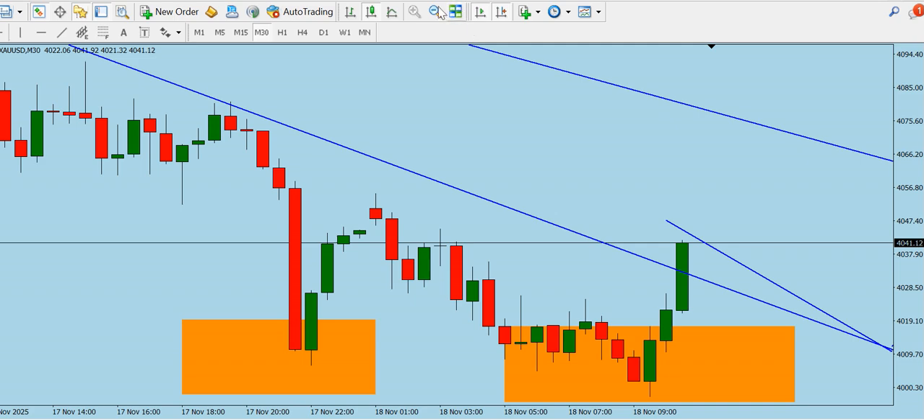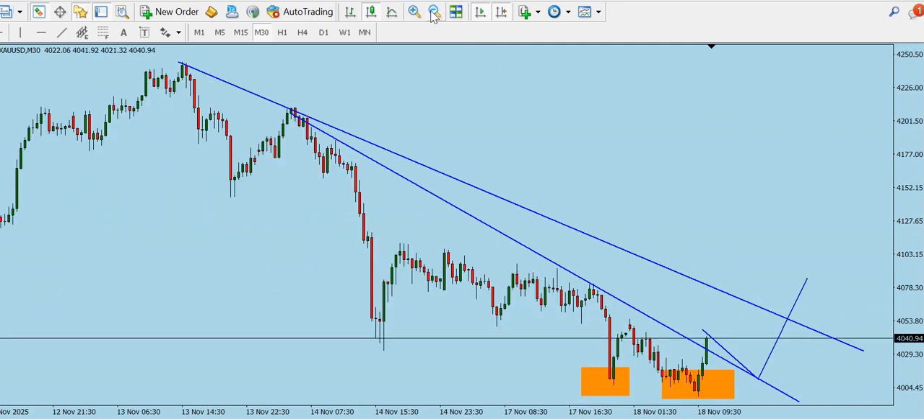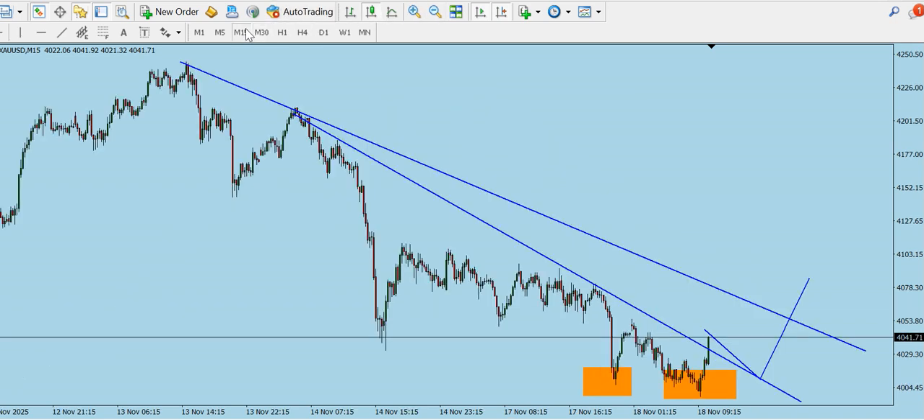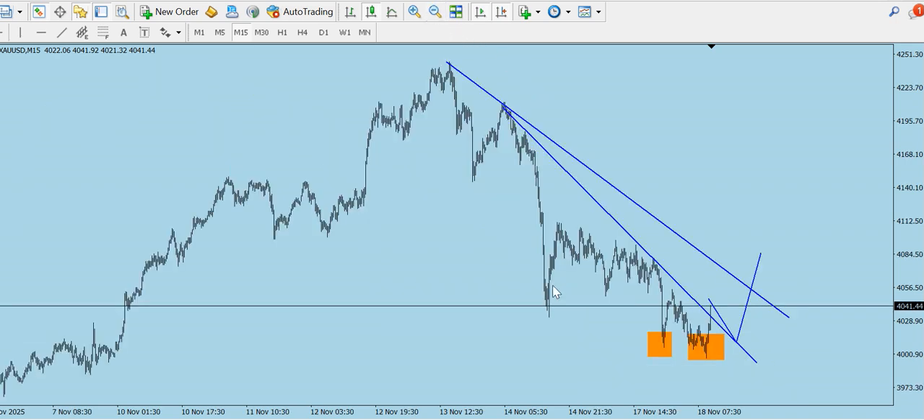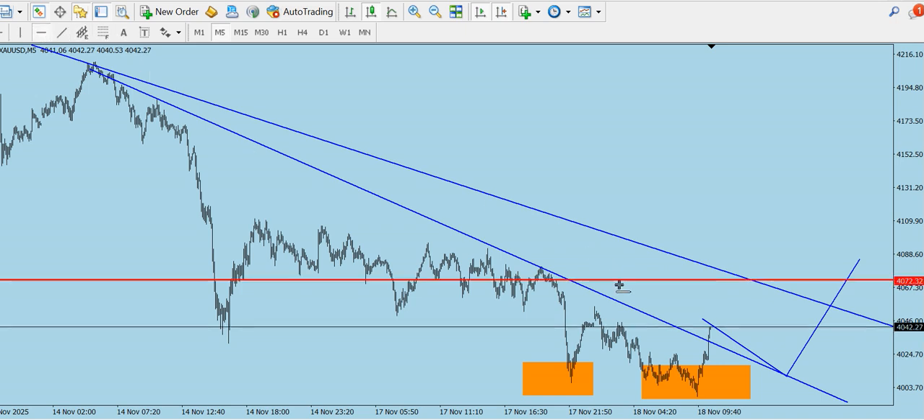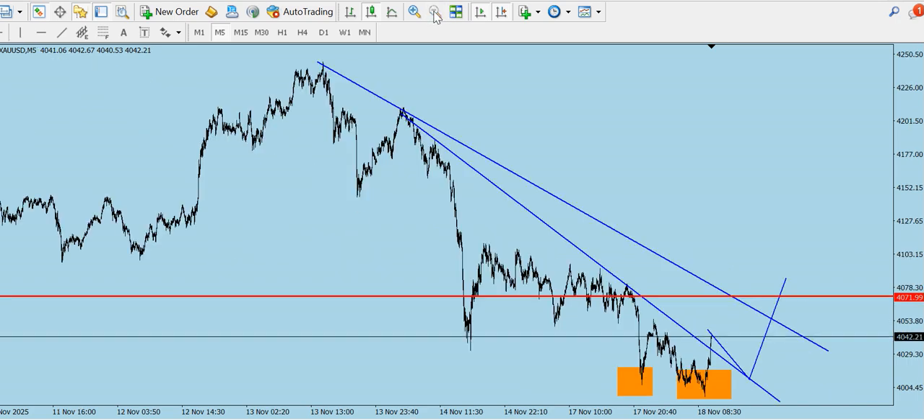On the 30 minutes time frame, price is currently ranging. On the 15 minutes time frame, price is also ranging, but you can see buyers are trying to push price back up. On the 5 minutes time frame, price is ranging, but price might possibly meet with sellers around here before price eventually drops. So for now, price is ranging.